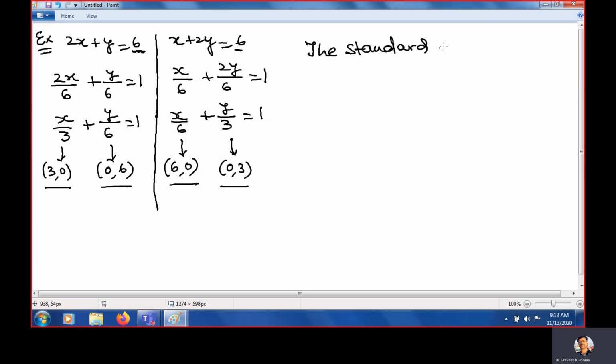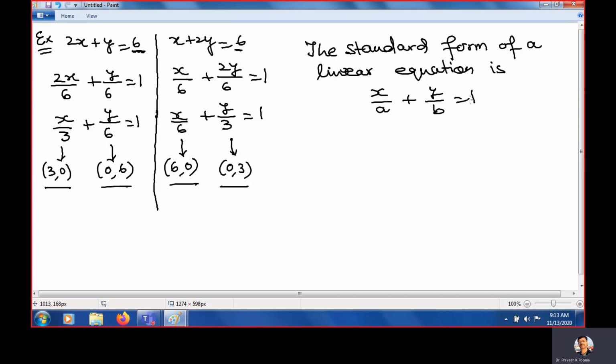I will tell you the standard form of a linear equation is x upon a plus y upon b equals to 1, where the straight line is crossing through a, 0, and here the straight line is crossing through 0, b. So this is very important. You need to change the equation into this format. And how are we changing? Whatever is written here, you need to divide by that number. Then you will be able to find the x intercept and y intercept.